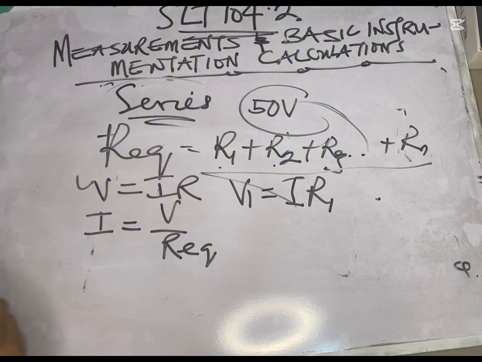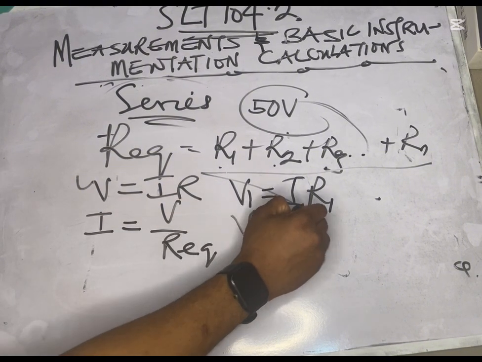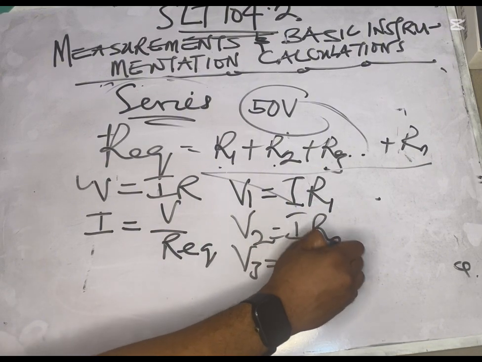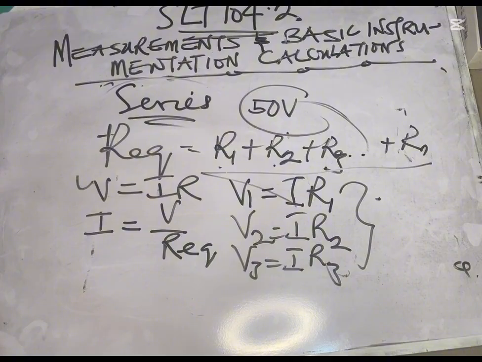The reason why you did not say I1, I2, I3 is because all the resistors use the same current. So there's nothing like I1, I2, I3, just I. Now V2 is equal to I times R2, while V3 is equal to I times R3. Very, very important to note. So that's how you get the voltage for each of the resistors in the circuit.